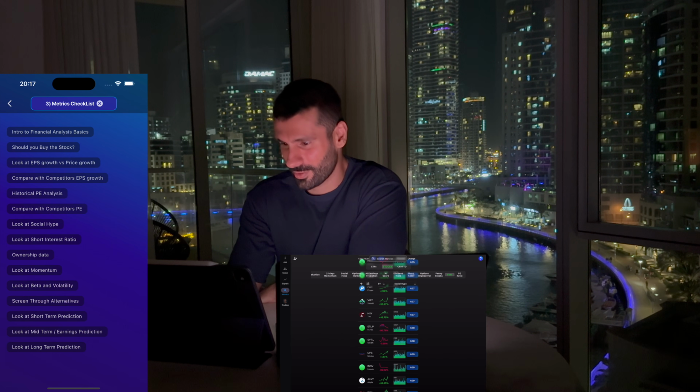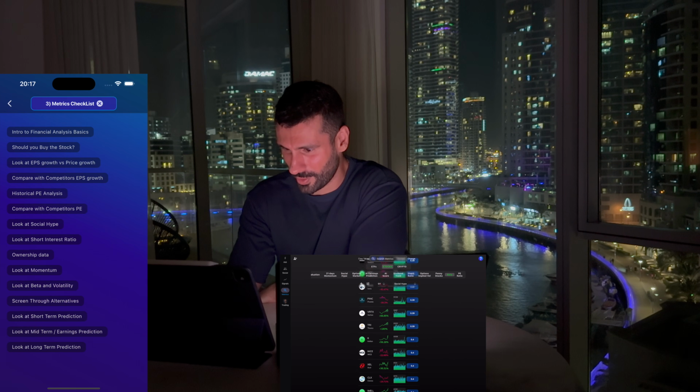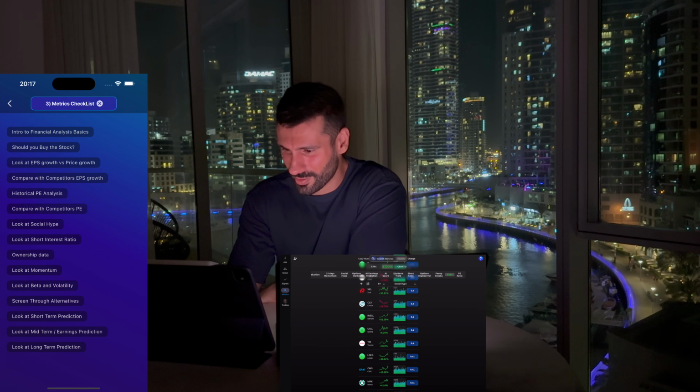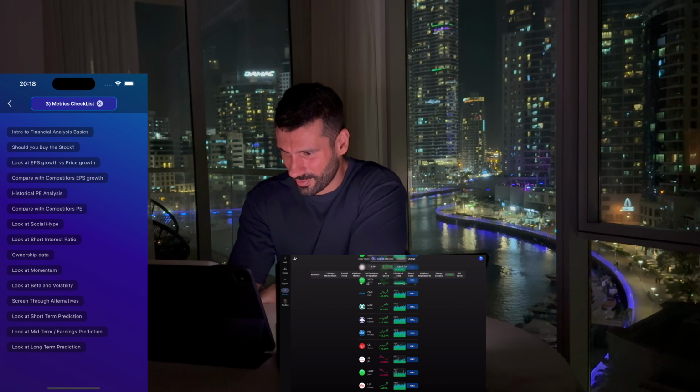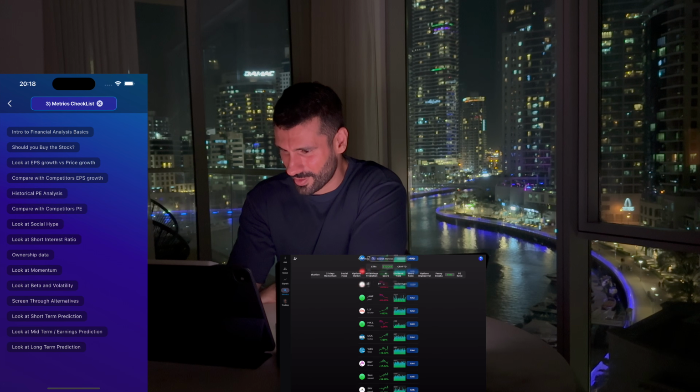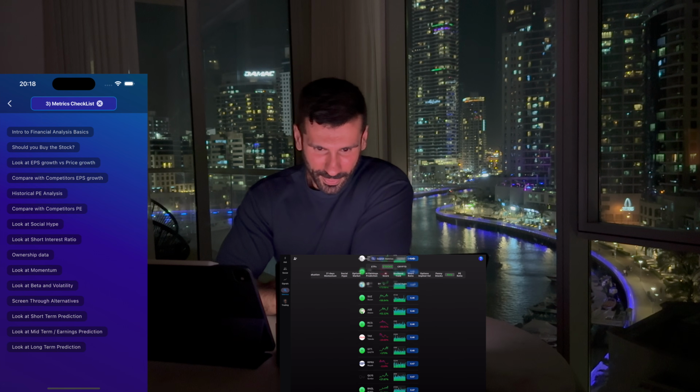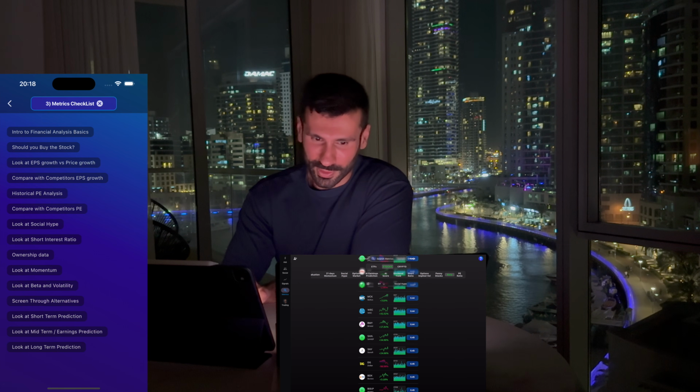Oklo has negative beta. Interesting. So it doesn't move with the market. Opposite ways. But see, the low beta is like pharmacy, healthcare, anyways. Eli, I'm surprised it's a low beta. Okay, screen through alternatives, most important thing.